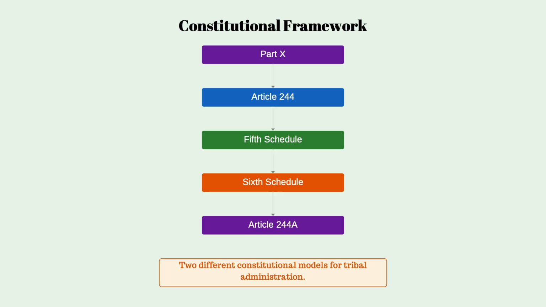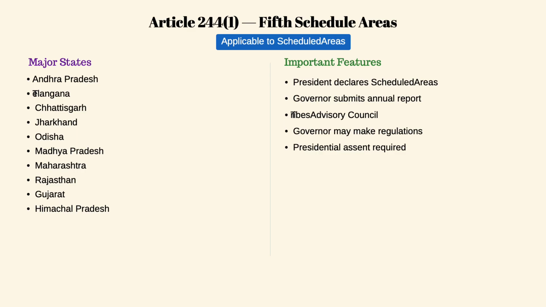Okay. Now, this is the constitutional framework of Part 10. Part 10 contains Article 244 and Article 244A. Inside Article 244, we have Article 244.1, which is the fifth schedule, and 244.2, which is the sixth schedule. And then we have Article 244A. We will be learning about these two articles and the details inside these articles. And so, the fifth and sixth schedule are two different constitutional models for tribal administration, and you will learn why it's unique for some states and different for other states.